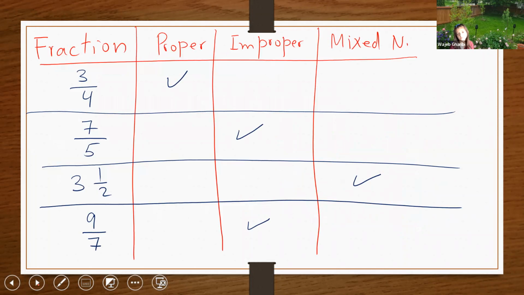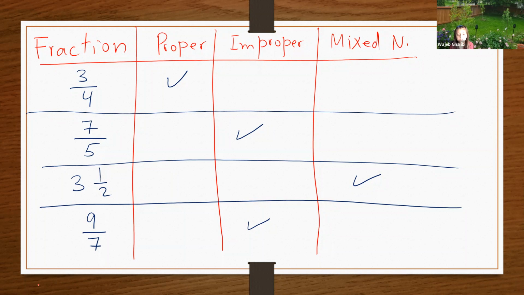Okay. Here we have given some examples. Yes, Maria? Fraction 3/4, is it proper or improper or mixed number? It is proper. Why is it proper? Because 3 is less than 4. So the numerator is less than the denominator. Okay, in this case, the fraction is called a proper fraction.